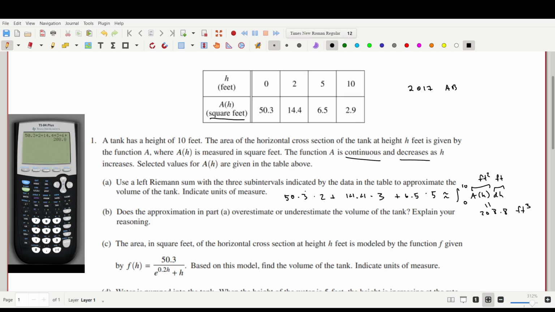Does the approximation in part A overestimate or underestimate the volume of the tank? Well, it's a left Riemann sum on a decreasing function, so it overestimates it. I had a student tell me that they always overestimate. I think it's actually very common historically to overestimate on the AP test. Overestimates because a left Riemann sum overestimates decreasing functions.